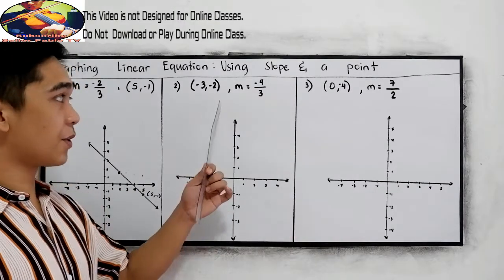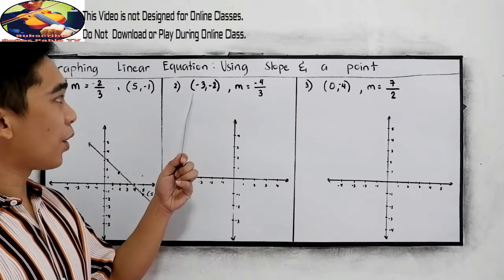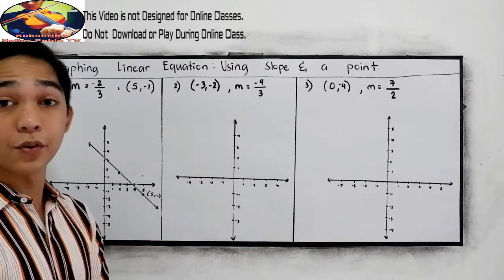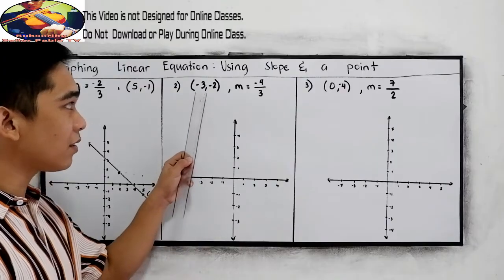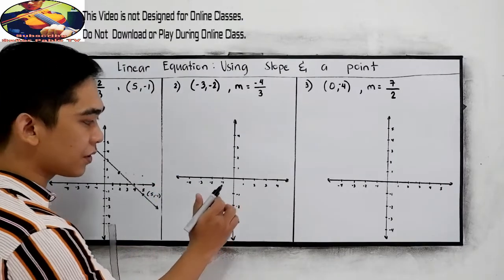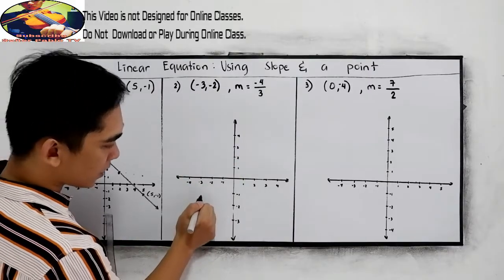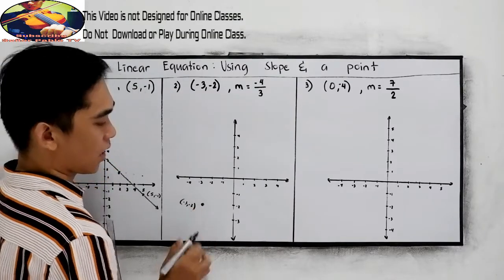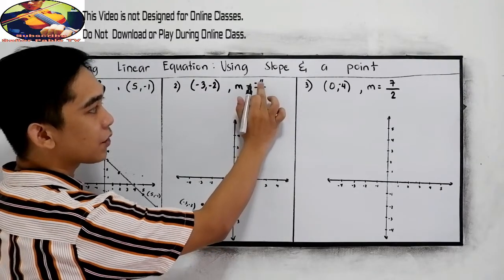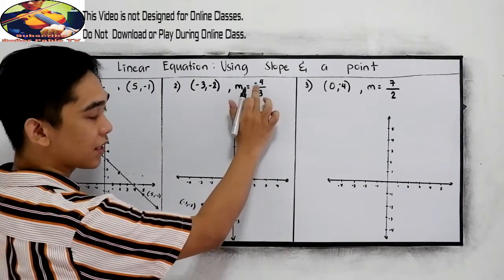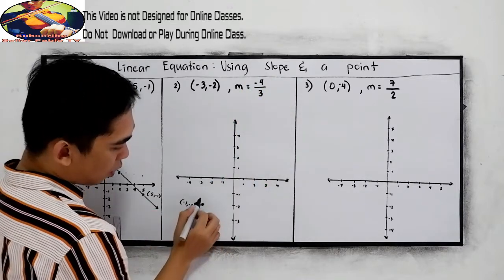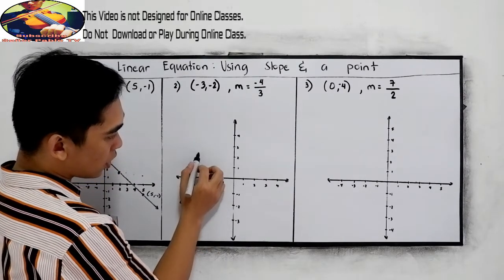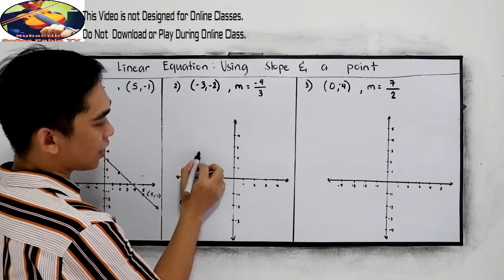Let's have another example, number two. A point, negative 3, comma negative 2, and the slope, or m, is equal to negative 4 over 3. Plot our point: negative, negative, so that is located in quadrant 3. Negative 3, negative 2. Okay. Next, negative 4 over 3. So still negative. So rise 4: 1, 2, 3, 4.